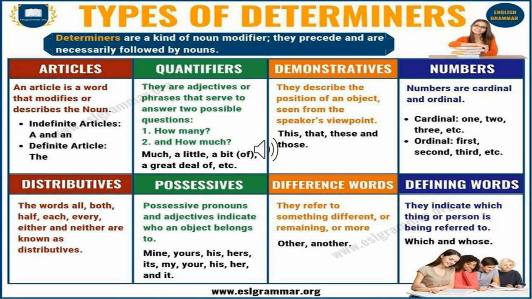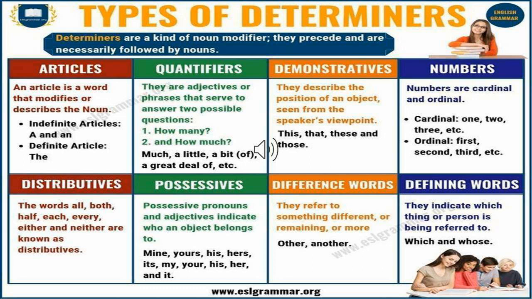Dear children, have a glance over the brief description of types of determiners. The definition we have discussed already. Determiners are a kind of noun modifier. They precede and are necessarily followed by nouns.